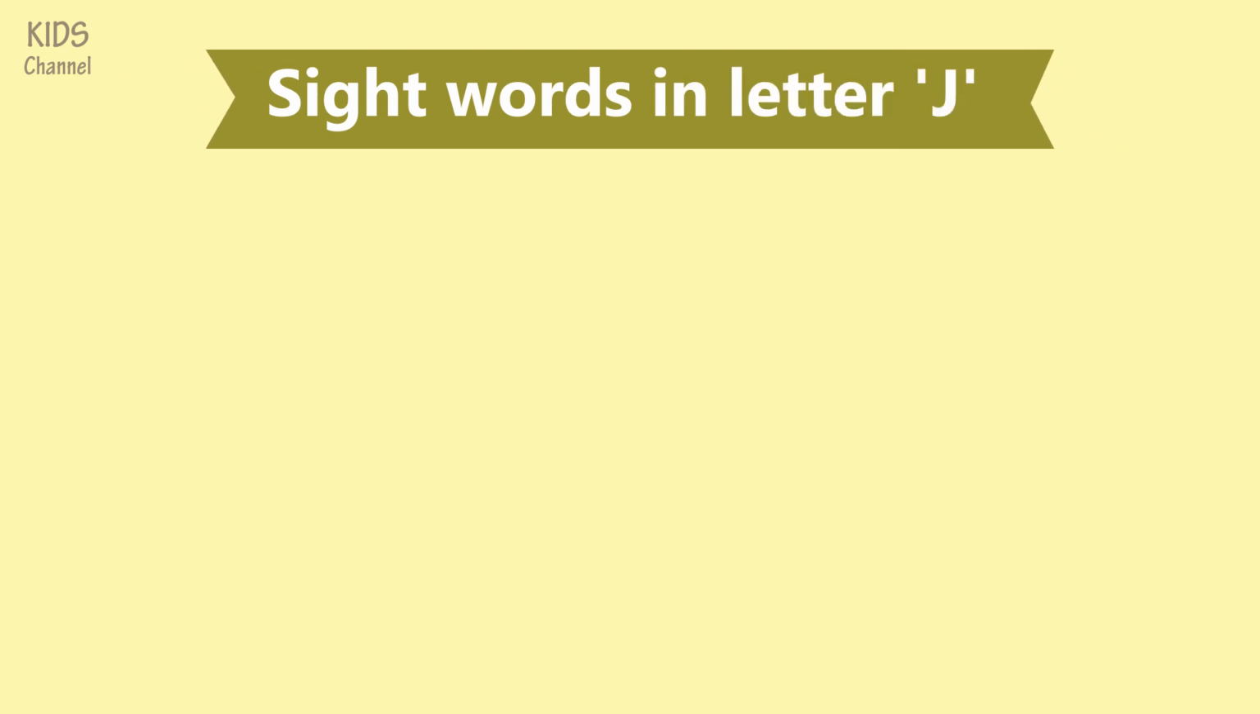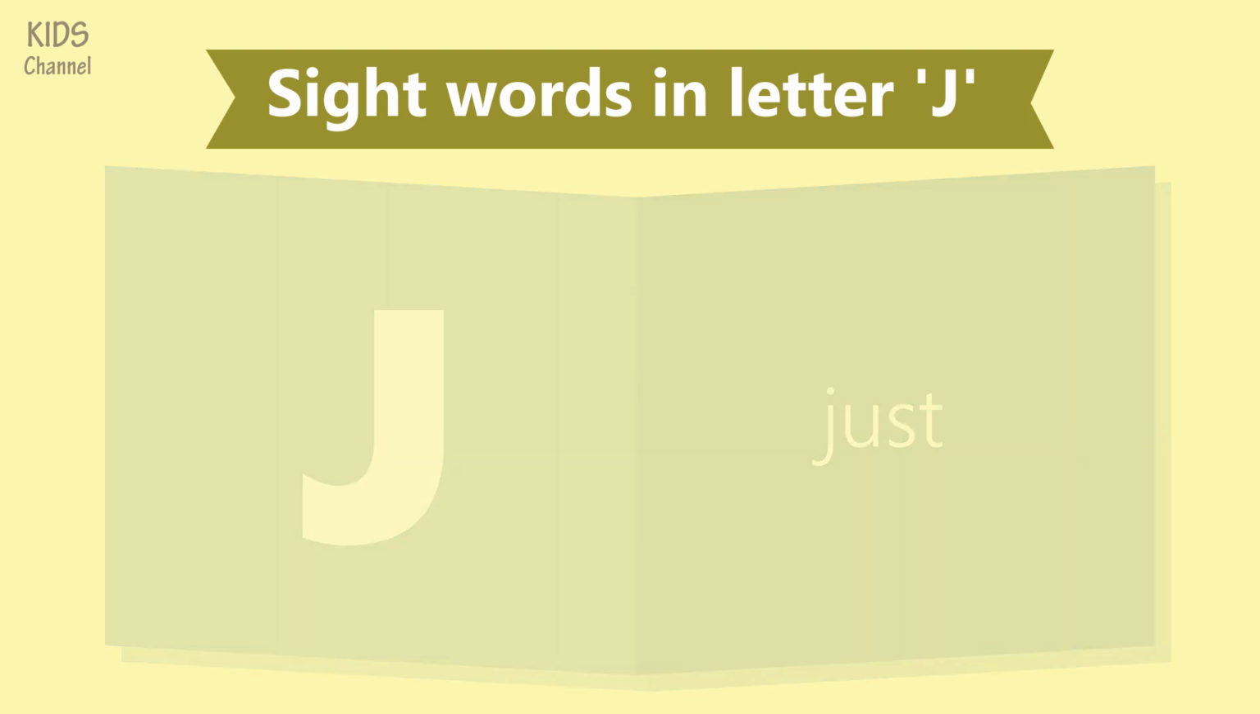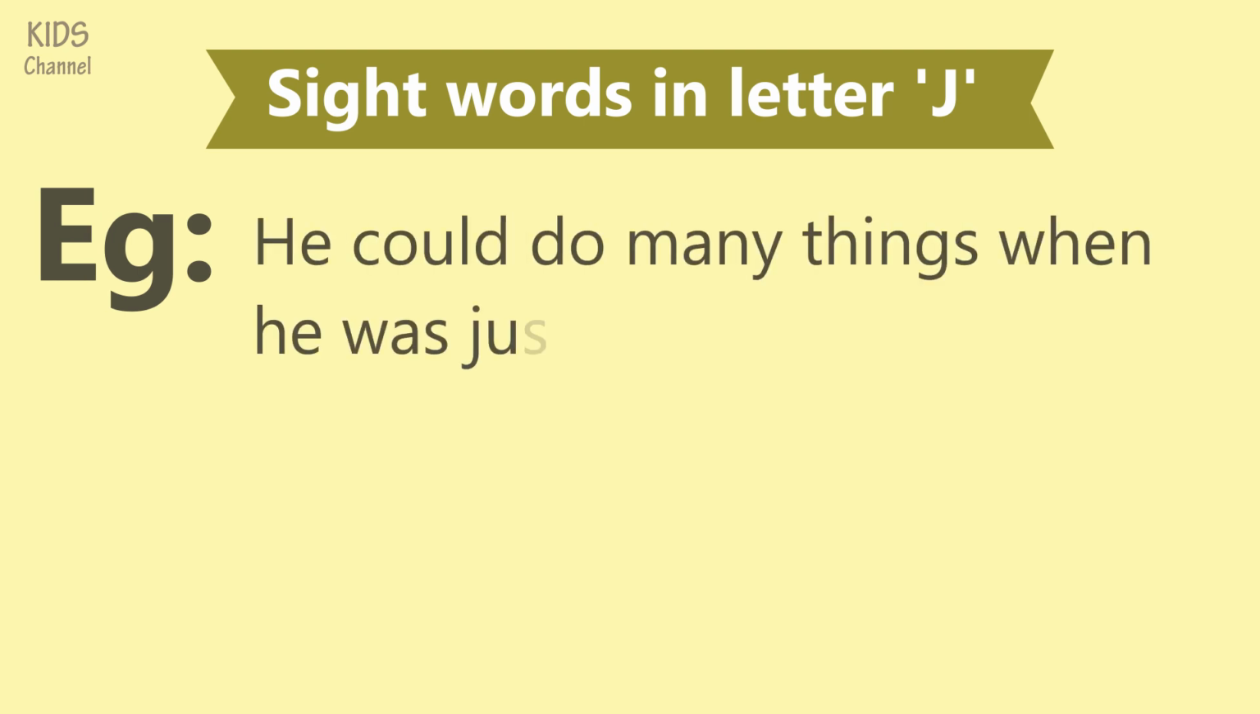Sight word in letter J. Just. With few examples, we'll identify the sight word in letter J. Example 1. He could do many things when he was just 5 years. Here, just is the sight word in letter J.